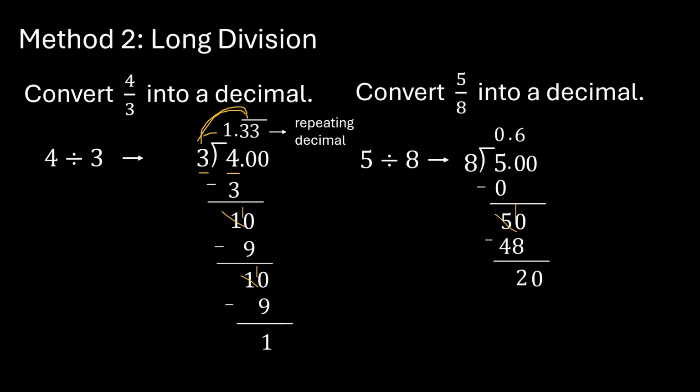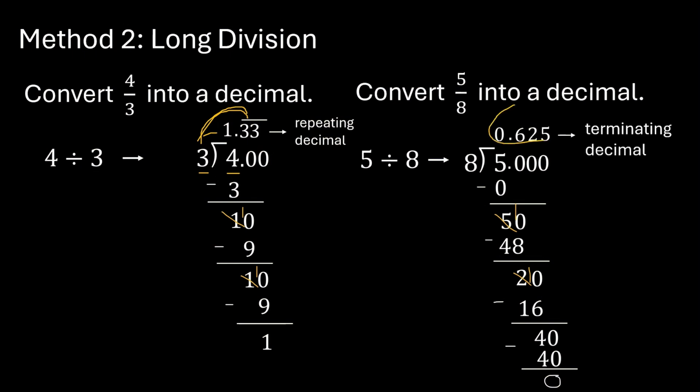8 goes into 20 2 times. Multiply. 2 times 8 equals 16. Subtract. 20 minus 16 equals 4. Bring down another 0. Now we have 40. 8 goes into 40 exactly 5 times. Multiply. 5 times 8 equals 40. Subtract. The remainder is now 0. Since there is no remainder, we stop. Therefore, 5/8 equals 0.625. Since the decimal ends, this is called a terminating decimal.